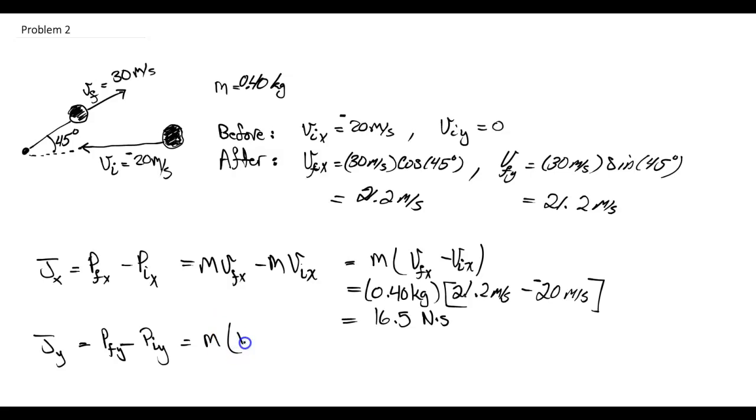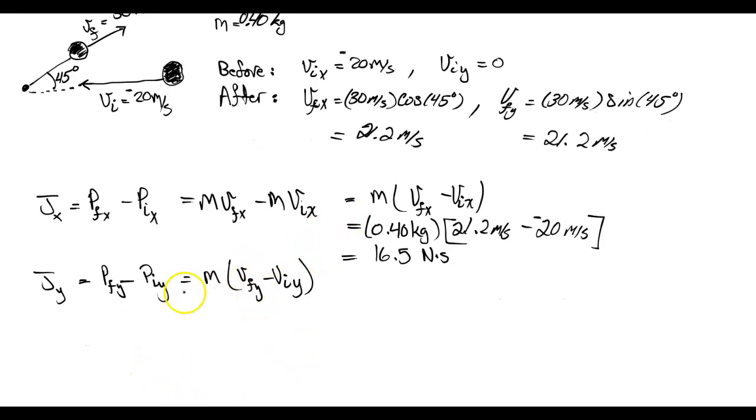And then the impulse in the y direction is p final y minus p initial y, which again would lead to m times v final y minus v initial y. And plugging in the values that we have, we get 0.4 kilograms times the final y velocity is 21.2 meters per second moving to the right, so it's a positive, minus it had no velocity in the y direction to start with. So this gives us 8.5 Newton seconds.